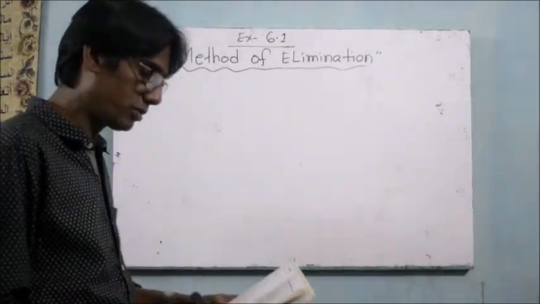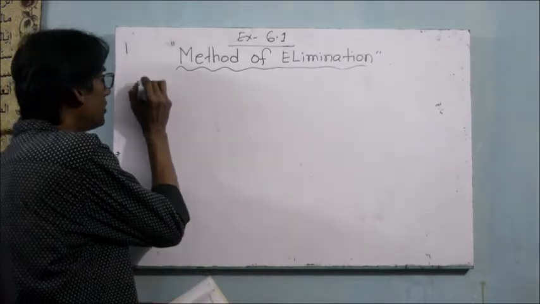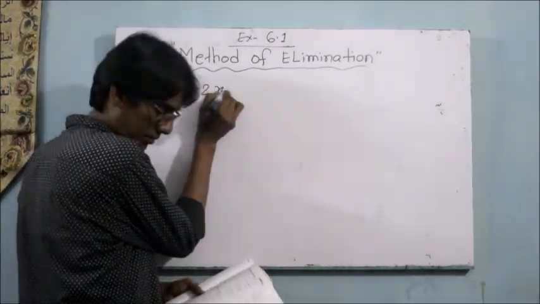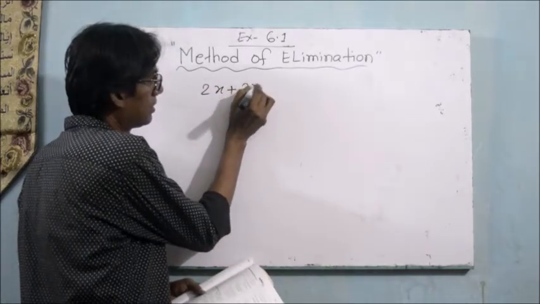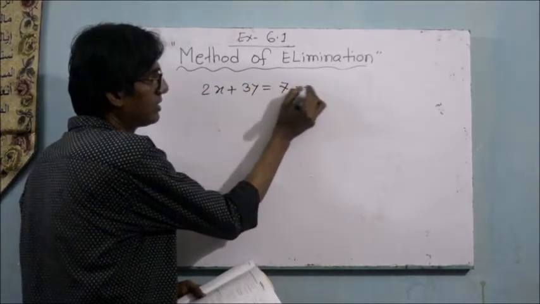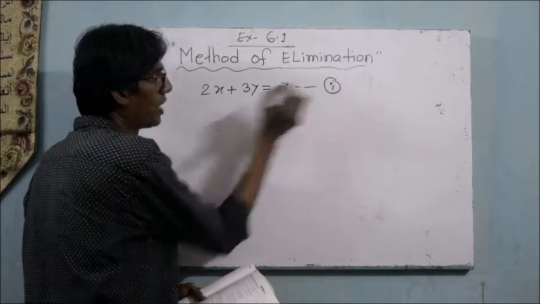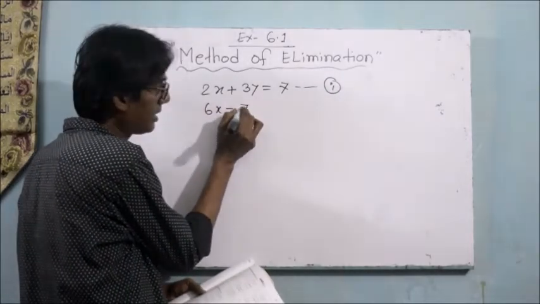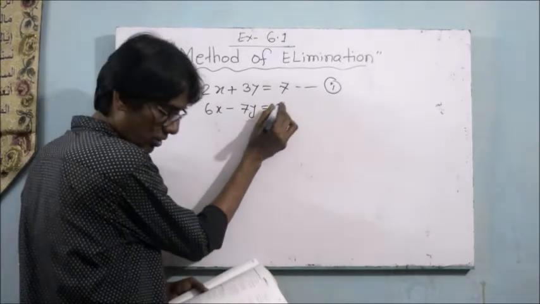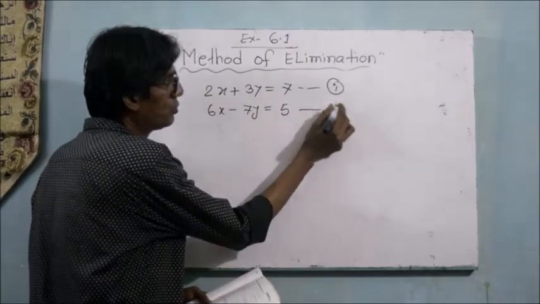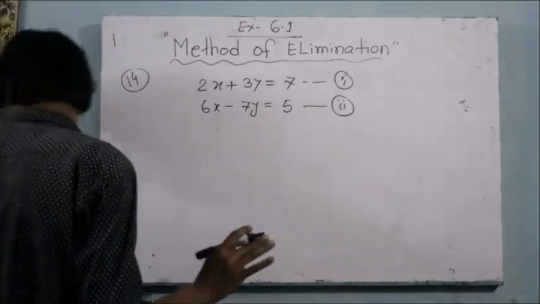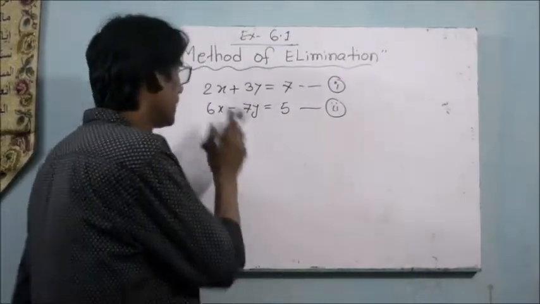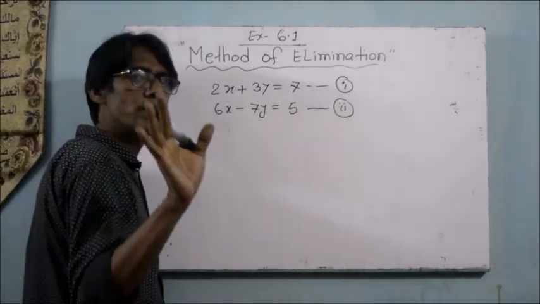According to your textbook, math number 14: 2x plus 3y equals 7. This is equation 1, and 6x minus 7y equal to 5. This is equation number 2. So I have to solve it by the elimination method. Elimination means any one variable has to be eliminated.